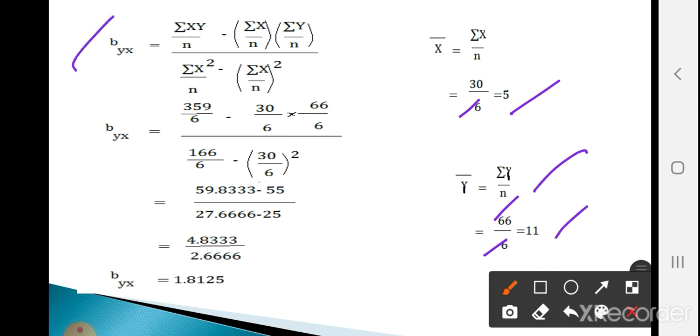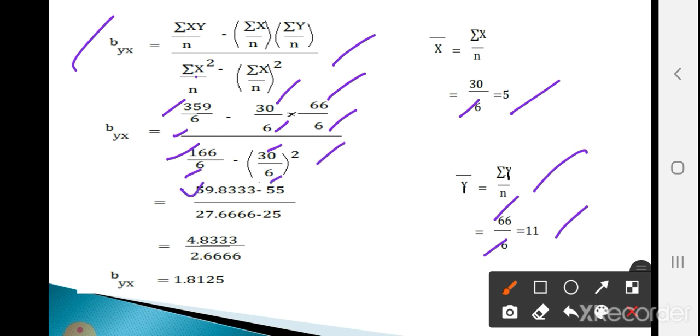Now the byx. What is the formula for calculating byx? Summation xy upon n minus summation x upon n into summation y upon n, whole divided by summation x square upon n minus summation x upon n bracket square. Just plug in all the values: summation xy is 359 divided by n is 6, then summation x is 30 divided by 6, then summation y is 66 divided by 6, whole divided by summation x square is 166 divided by 6, minus summation x is 30 divided by 6, bracket square.